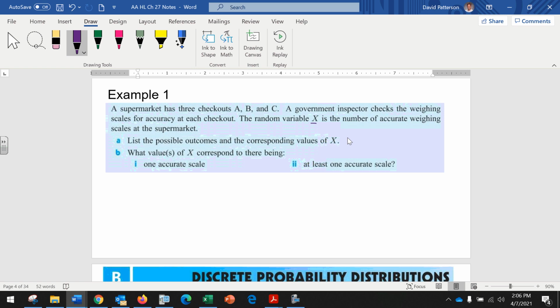Well, x could take any value from 0, 1, 2, or 3, because it's the number of accurate weighing scales. Maybe none of them weigh accurately. Maybe one does, two do, or all three do. When we say what's the value of x corresponding to there being exactly one scale, well, that's x equals 1. When we say at least 1, that's just going to be x is greater than or equal to 1. So we're just going to write it as an inequality.